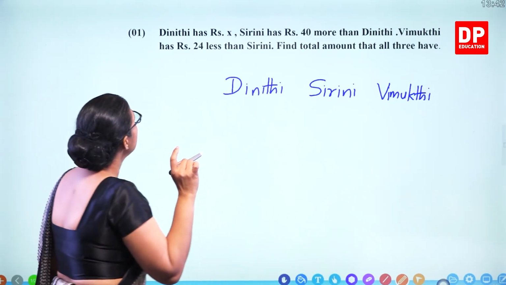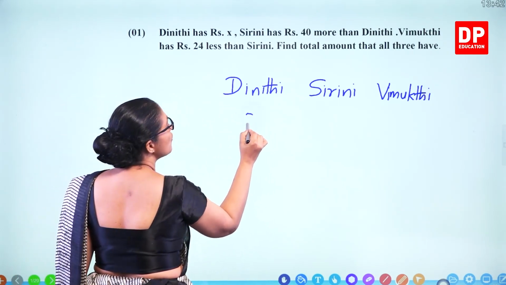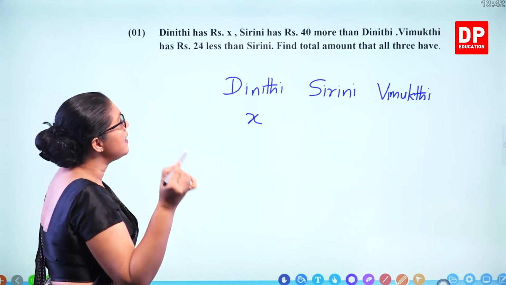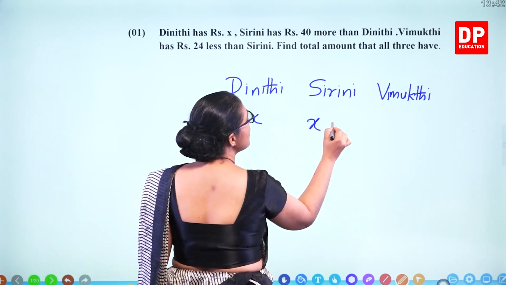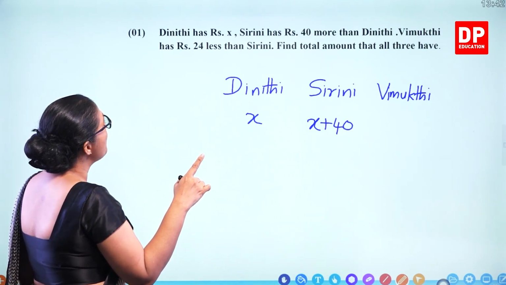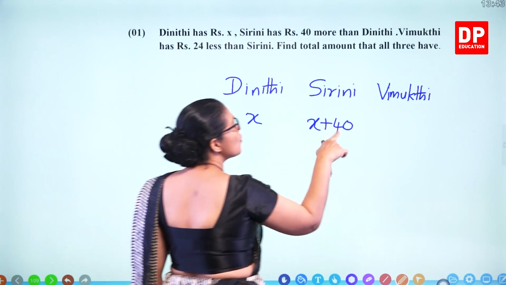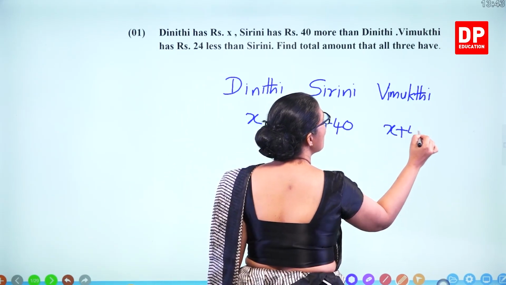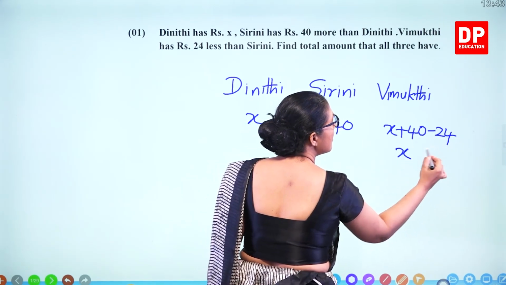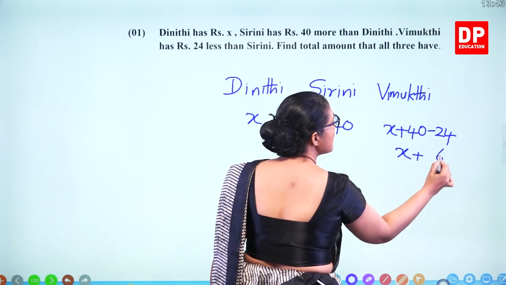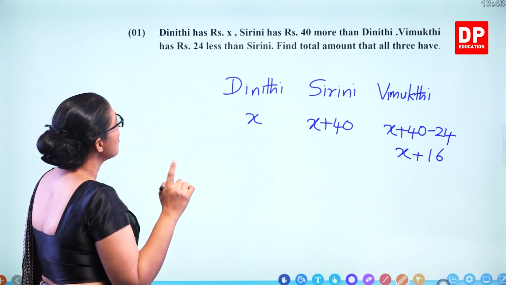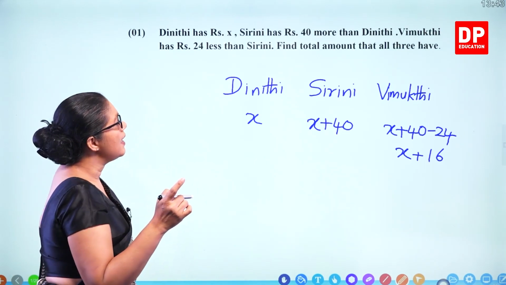Now we can write equations. Diniti has X rupees, so we'll write X here. Sirini has 40 rupees more than Diniti, that means X plus 40. Then Vimukti has 24 rupees less than Sirini, so you have to subtract 24 from that. So what you get is X plus 16. Find the total amount that all three have.